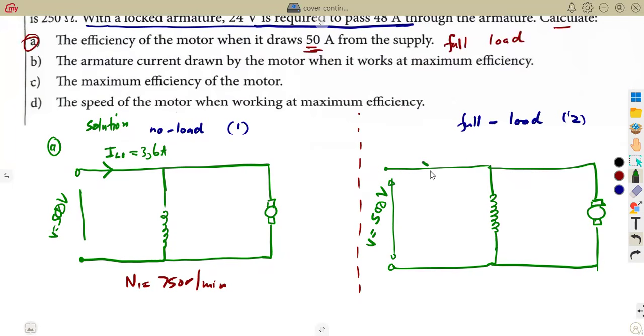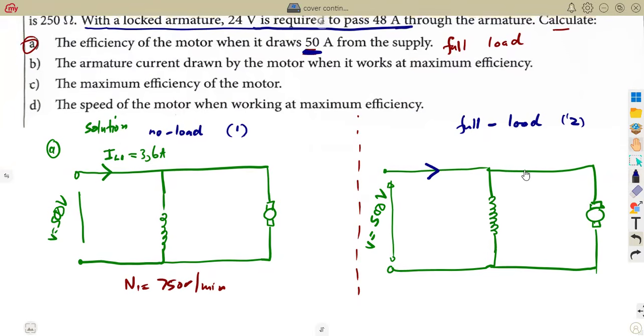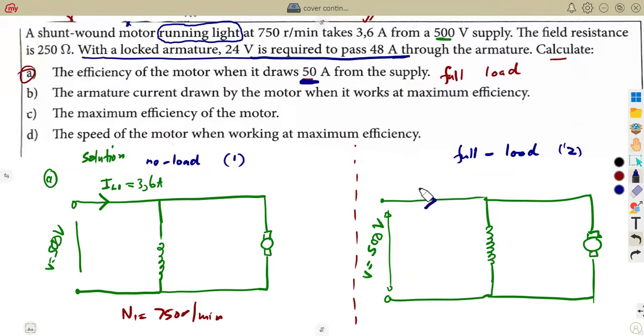But definitely, the load current here is going to change at full load. That is the condition why we consider to say there is a full load, because of this current that we are given, a different current to what we had before. So that is the current that we have at full load. The load current at full load, using the subscript 2, is 50 amps.